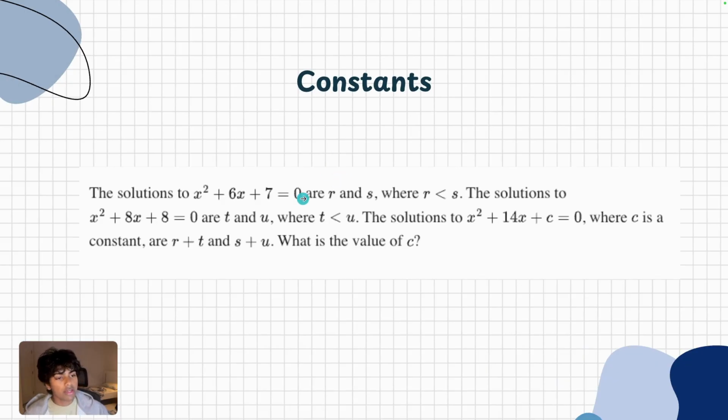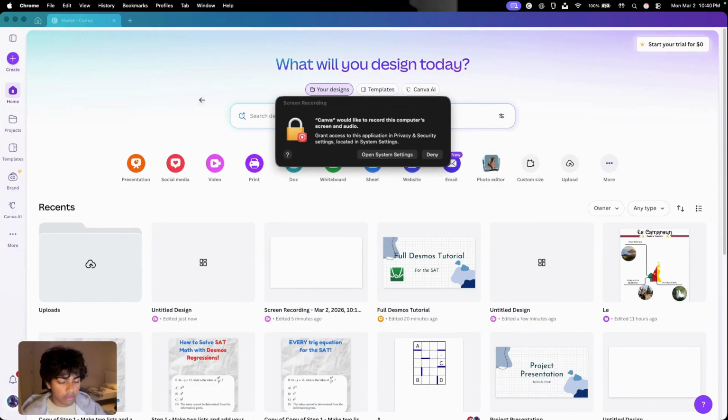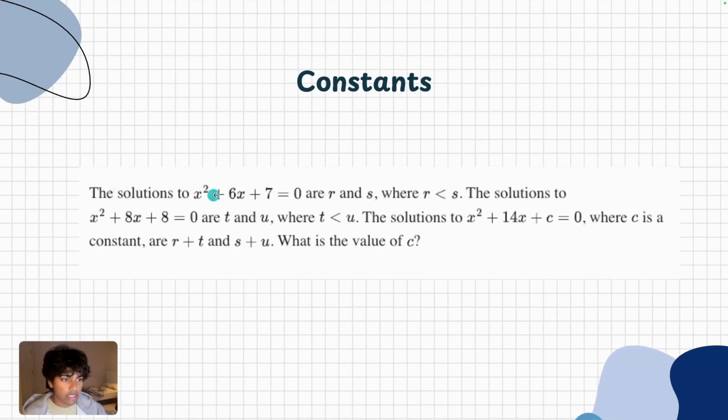Okay, so let's do this question. The solutions to x squared plus 6x plus 7 equals 0 are r and s, where r is less than s. The solutions to x squared plus 8x plus 8 equals 0 are t and u, where t is less than u. The solutions to x squared plus 14x plus c equals 0, where c is a constant, are r plus t and s plus u. What is the value of c? If you're going to do this by hand, this is a mess. So let's do it in Desmos. What are we looking for? The solutions are r and s, right? A solution is where y equals 0.